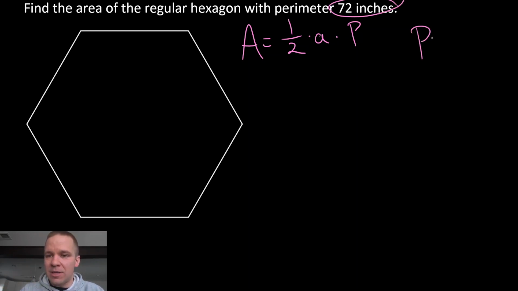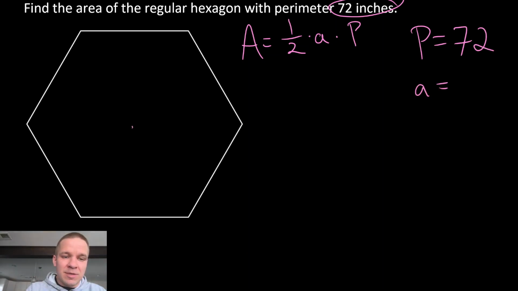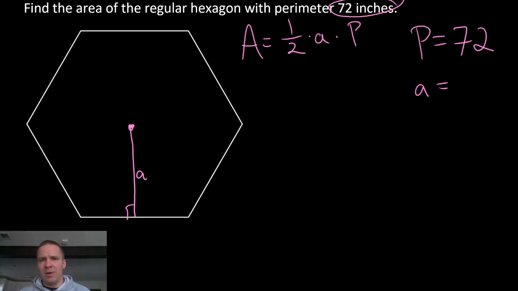So I like to do this. Perimeter 72. Apothem, I don't know. And let's also remember, what is the apothem? The apothem is the distance from the center of this regular polygon to the edge right there and perpendicular to that edge. This is my apothem. We need to figure that out in order to plug it into our formula. So let's figure that out. Shall we? I think we shall.